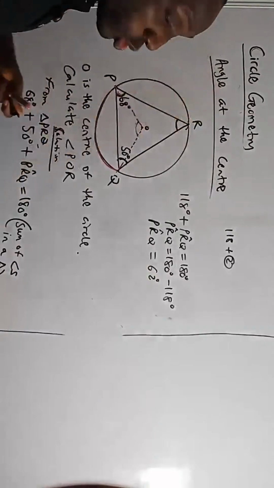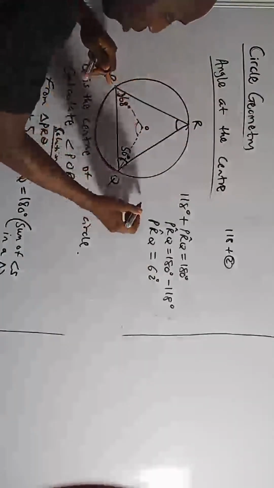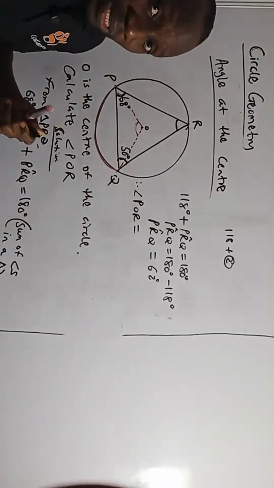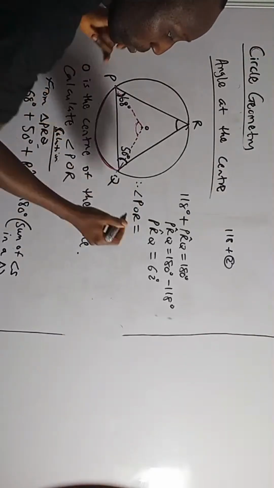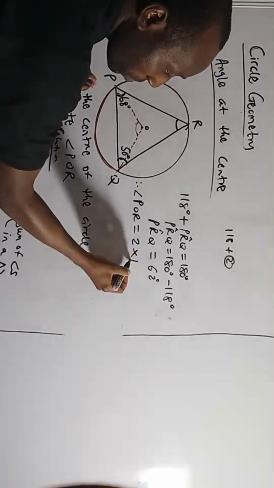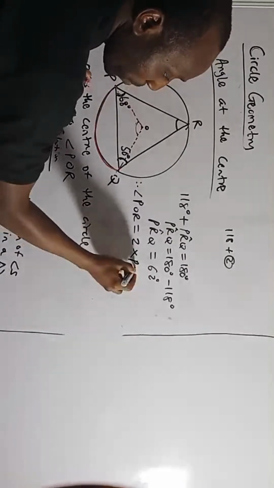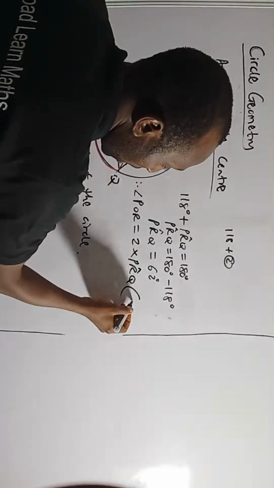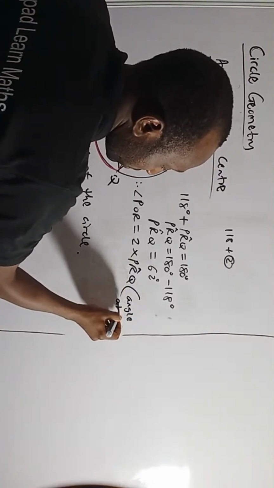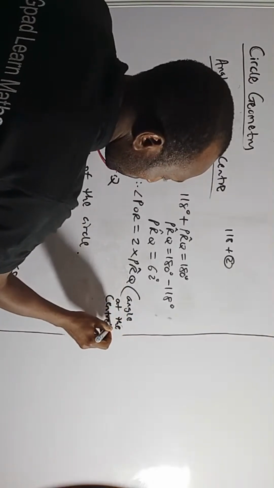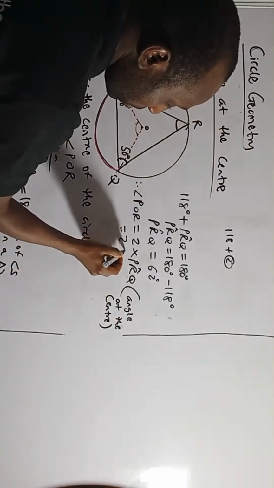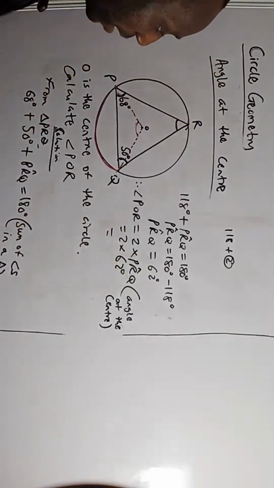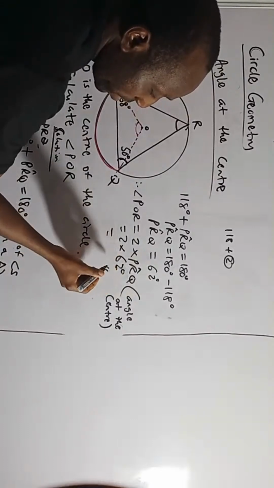Now that we have angle PRQ, it will be easy to get the angle at the center, which is angle POR. So I'll say therefore, angle POR will be equal to what now? Remember the angle at the center theorem. It will be 2 times angle PRQ. What's the reason for that? Angle at the center. So what is PRQ? We got it at 62 degrees. And what is 2 times 62? That's what? 4 and then 12.